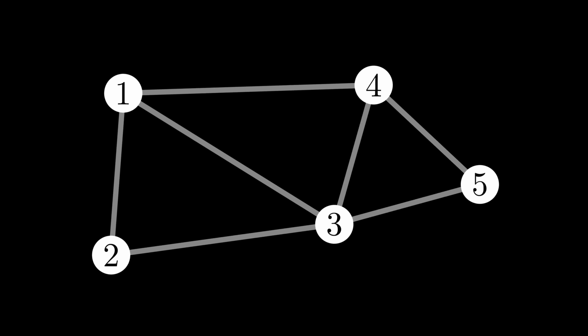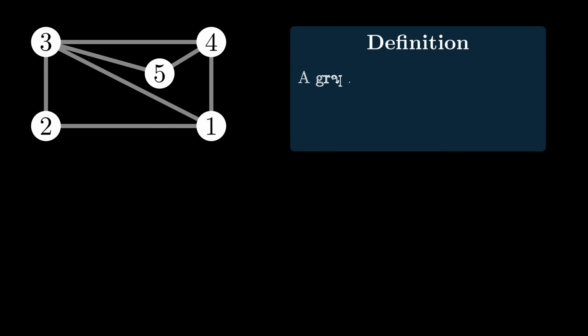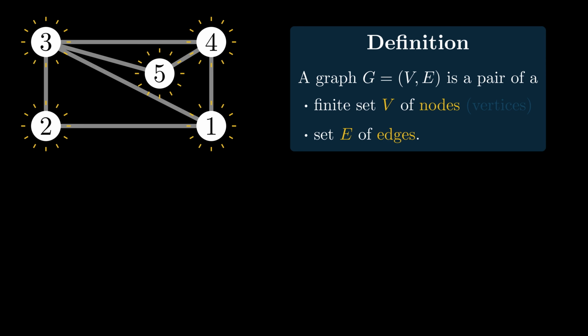What exactly is a graph? A graph G is defined by a pair of a finite set V of nodes, also called vertices, and a set of edges E. The edges of a graph represent relationships between the nodes. In most cases, the nodes are labeled with numbers or alphabetical letters to distinguish them from each other.